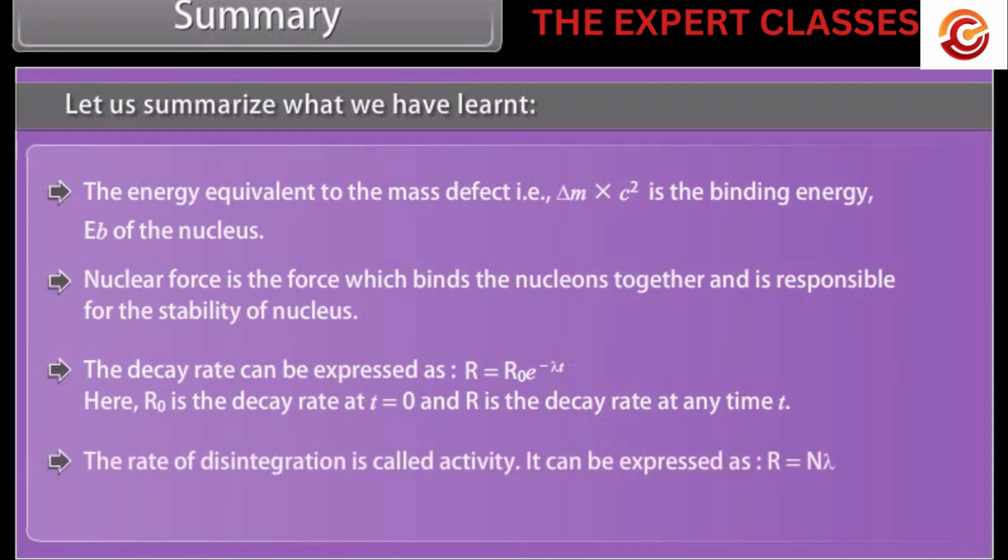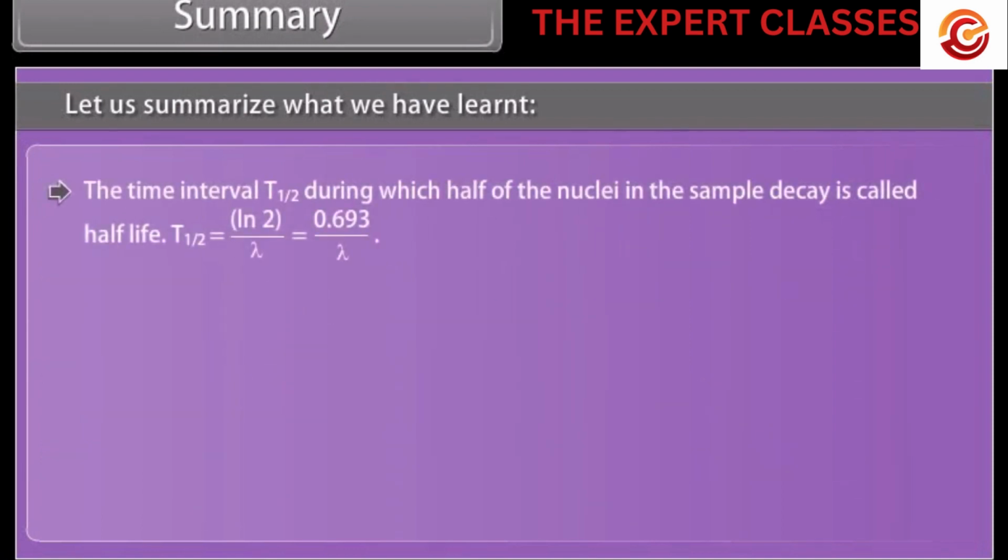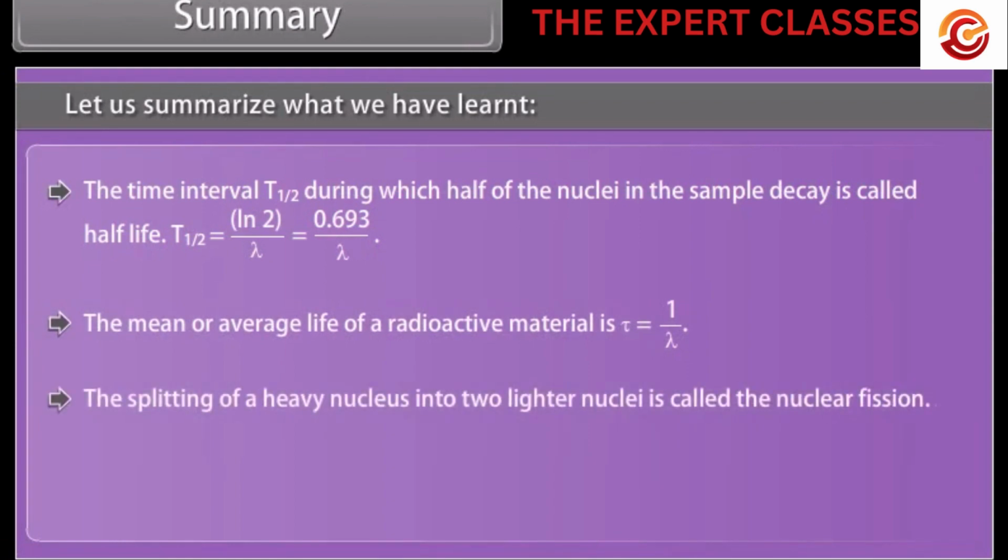The rate of disintegration is called activity. It can be expressed as shown. The SI unit for activity is becquerel. The time interval t½ during which half of the nuclei in the sample decay is called half-life. The mean or average life of a radioactive material is defined as shown.